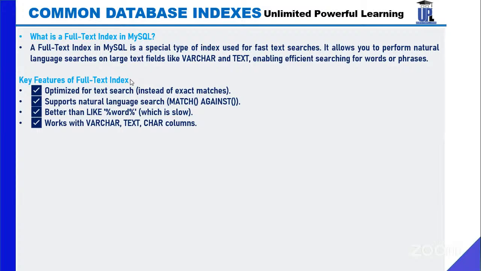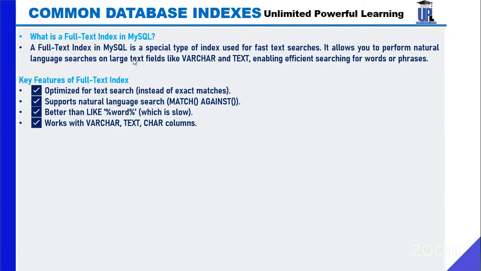So now instead of a B-tree index, sometimes you will be using text-based information, like remarks and comments that people are putting in. How do you retrieve such data? That is what the full text index in MySQL is for. It is used for optimized text search, and supports natural language search with methods like MATCH AGAINST. It is better than LIKE, and also works with varchar, text, and character columns.